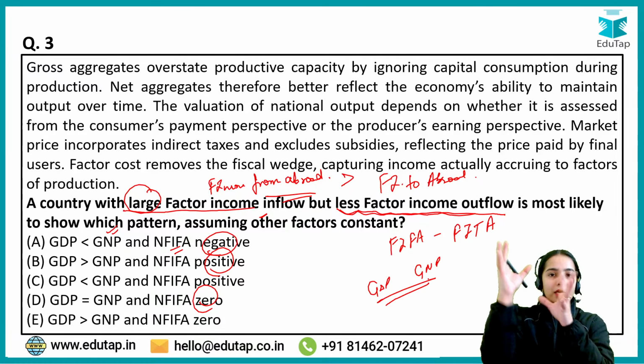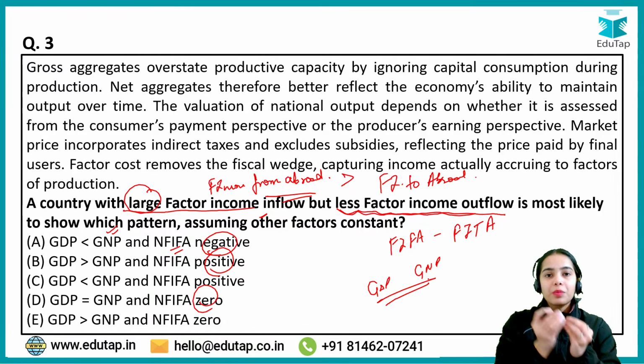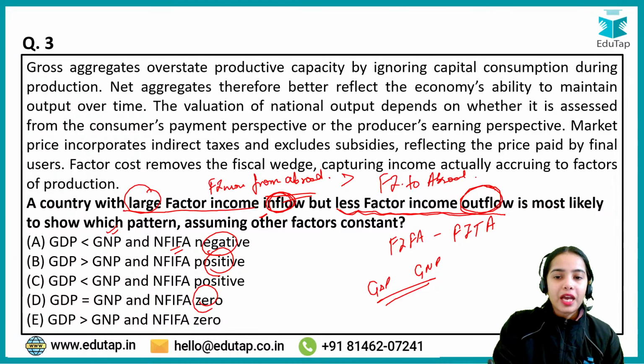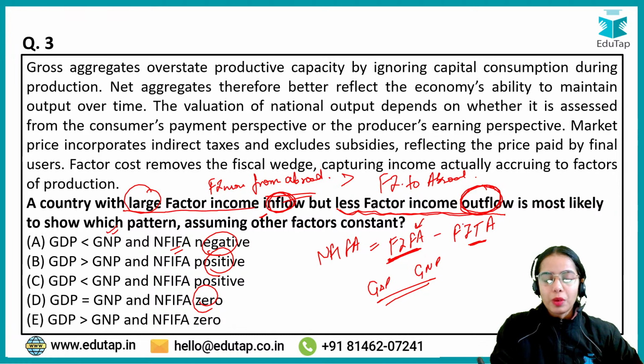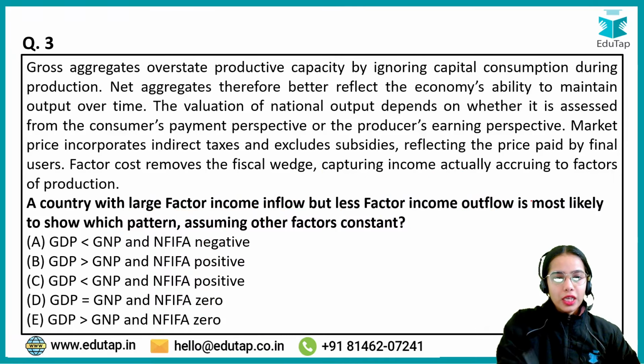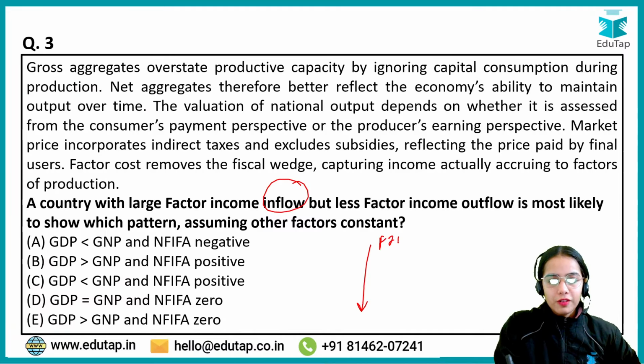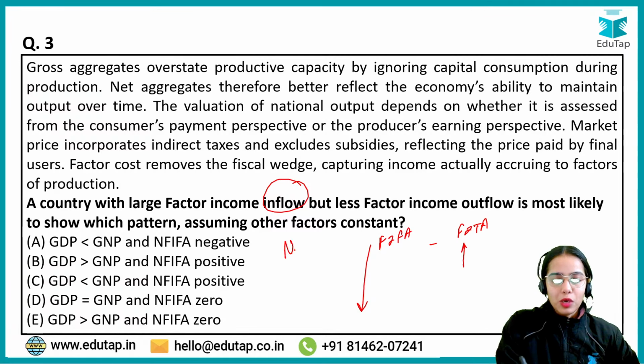Think about it. If we are earning more from abroad in comparison to what we are paying, we have more inflow in comparison to the outflow. That means the net factor income from abroad is positive, because we are getting more than what we are paying. The factor income from abroad is higher than the factor income to abroad. So the net factor income from abroad is positive. So it is either B or C.